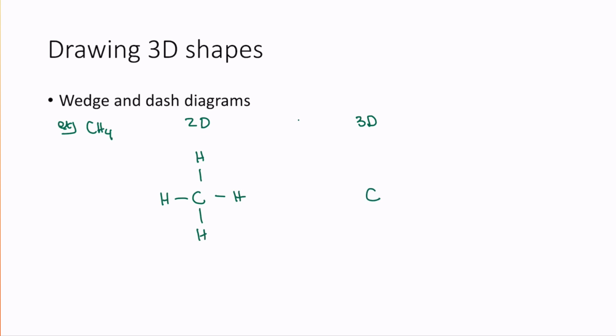So I can redraw this where I have 2 hydrogens in the plane, and I'm going to have 1 hydrogen sticking out at me and 1 hydrogen going back. Notice how my wedge and my dash start from the same place. So the wedge and the dash have the same starting place.